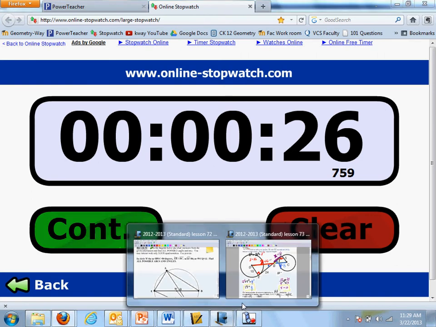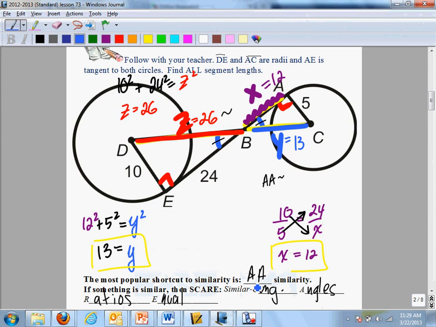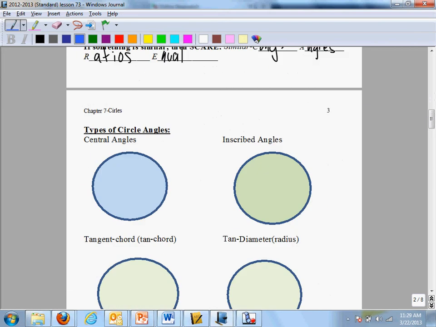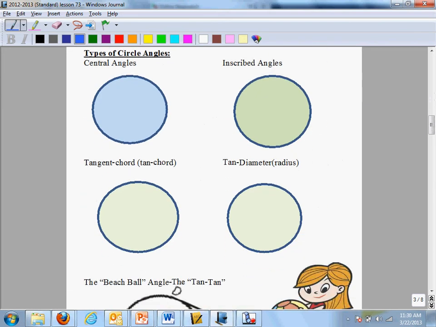Take a peek up here. Okay, you should have gotten 12 and then 13 for the hypo and then 26 on the other hypo. How many got all three? All three. Okay, that's real simple stuff. Now we have one other concept to go over before. Let's recap some of the angles you've encountered so far.